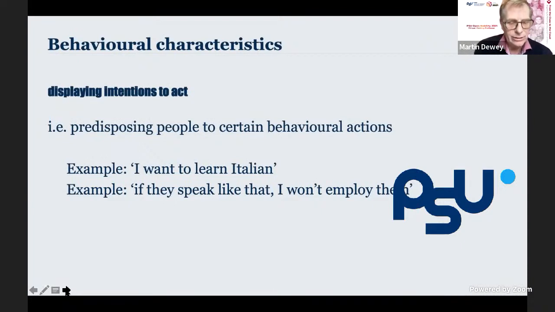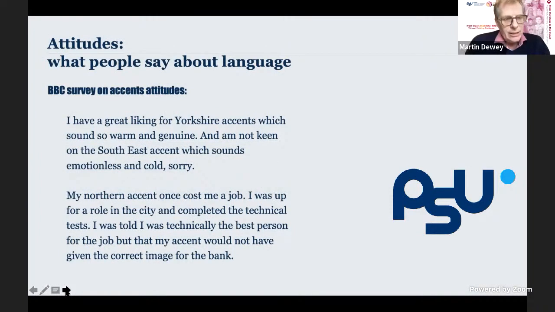And I've got examples I can show you in a moment, examples of how this is very much a real problem in certain contexts. Okay, so these are examples that I've taken from a BBC survey on accent attitudes in the UK. The first one is an emotional response. So this is the affective dimension, and the participant in the study talks about having a great liking for Yorkshire accents. Yorkshire is in the north of England, and this accent is often associated with friendliness, right? So people sound warm and genuine. And by contrast, I'm not keen on the Southeast accent, which sounds emotionless and cold.